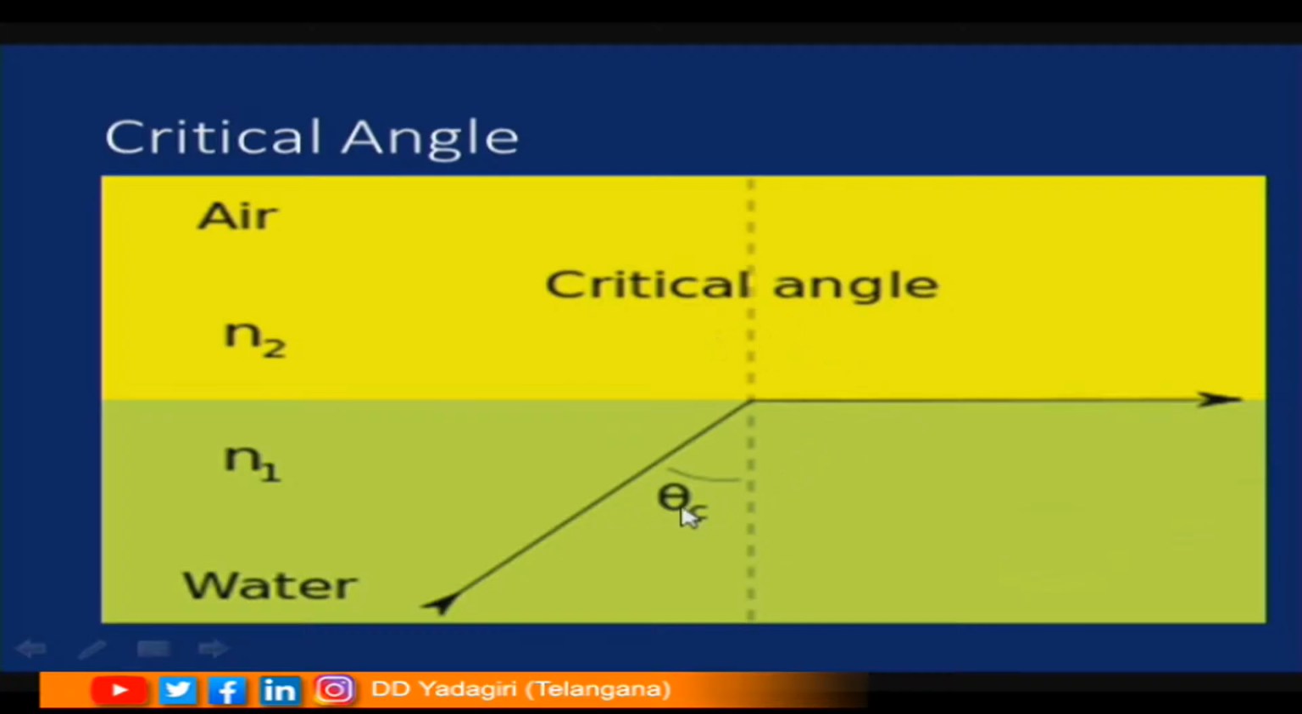That means, as the angle of incidence increases, the refracted ray bends away from the normal, but for a particular angle of incidence, the refracted ray is moving along the surface. Is there any name for this angle of incidence? That is nothing but the critical angle.